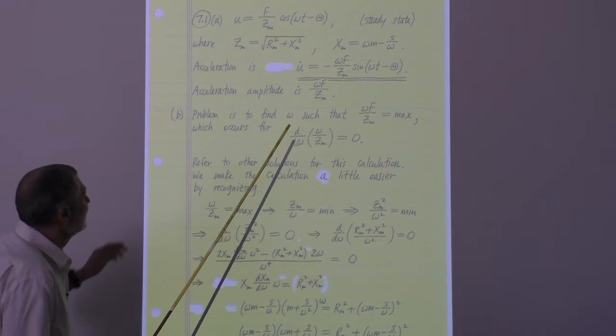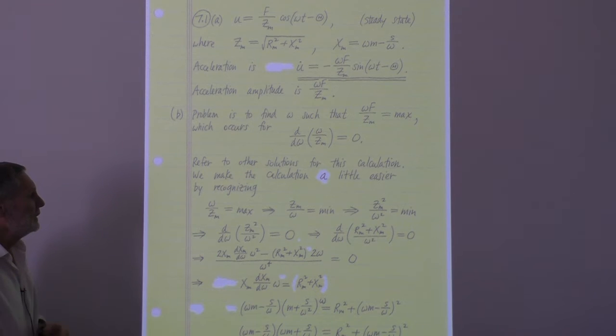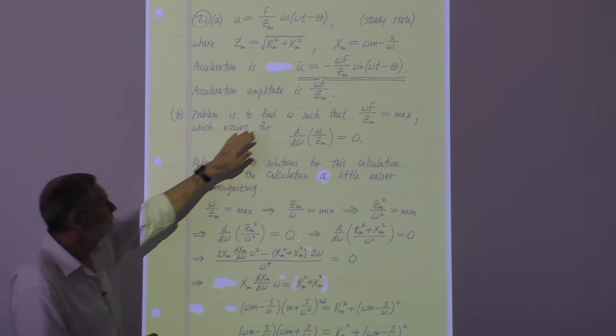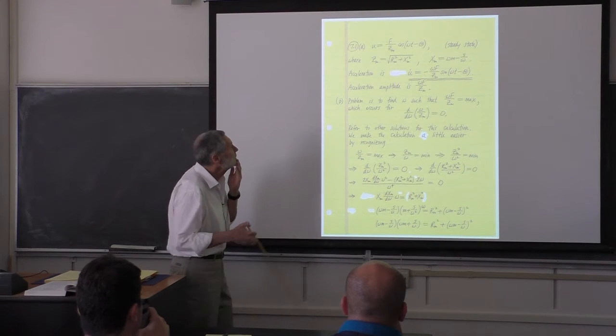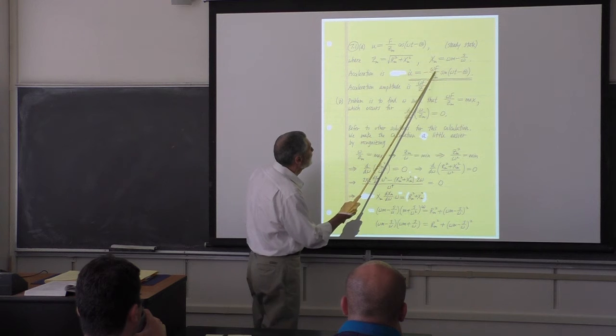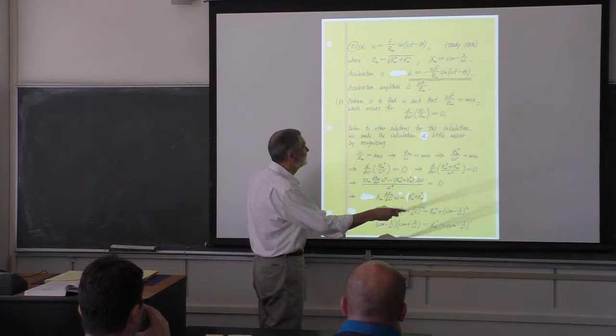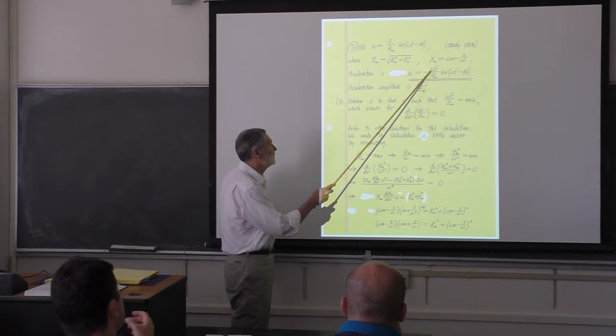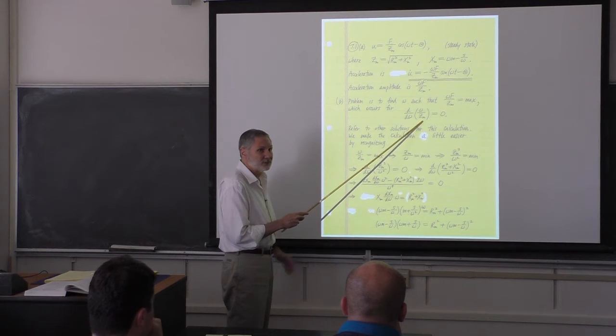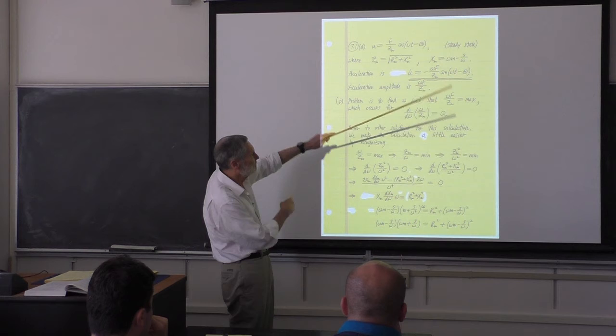So what we're going to do here, and this is a good exercise, I think, is to find the drive frequency that maximizes the acceleration amplitude. So here's the acceleration amplitude. F is just a constant, so we don't have to worry about that. We want to find for what omega this is the maximum. So we're going to set the derivative equal to 0, right? Because that'll be where the maximum is.